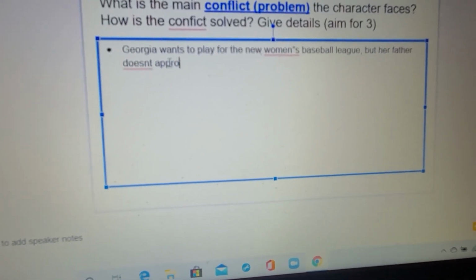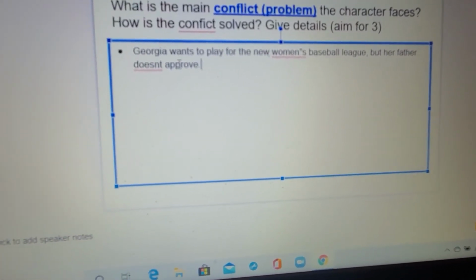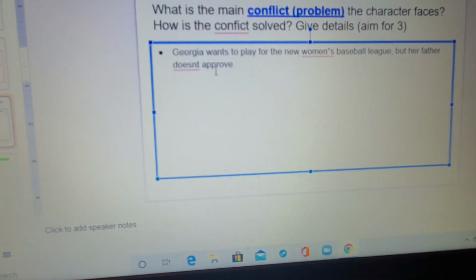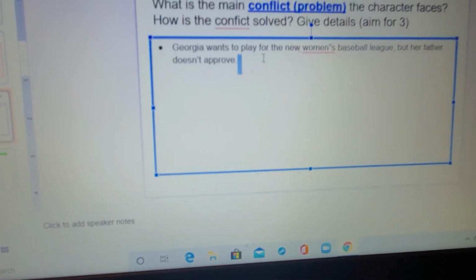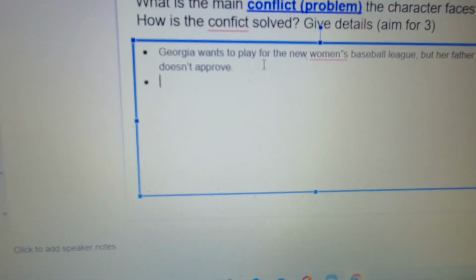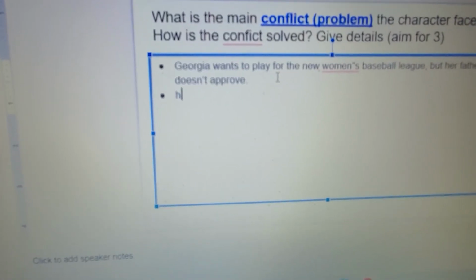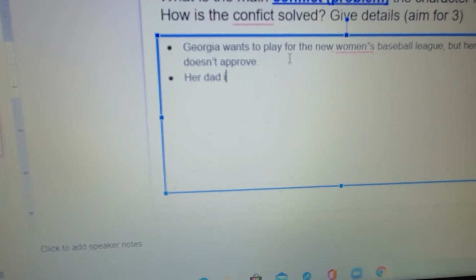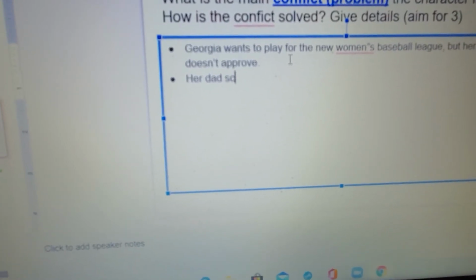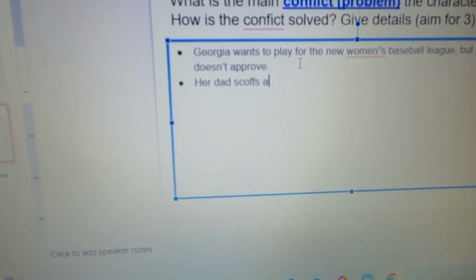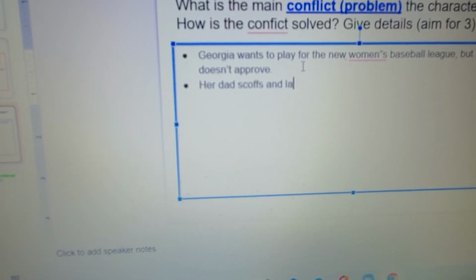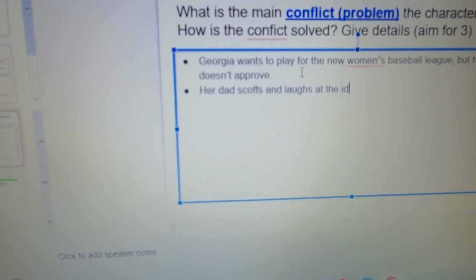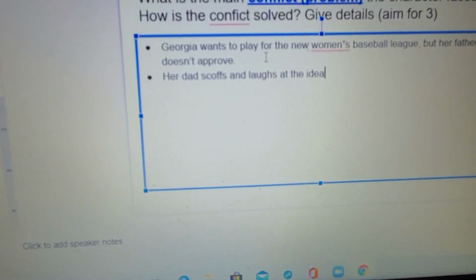He actually becomes very condescending and kind of scoffs and says, "Women playing baseball?" And I would say that her dad scoffs and laughs at the idea. Makes her feel really bad. So bad that, if you remember, she went to her bedroom with a headache.